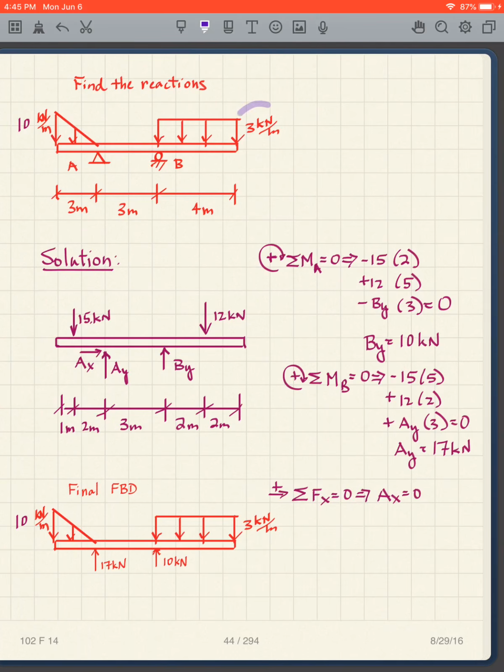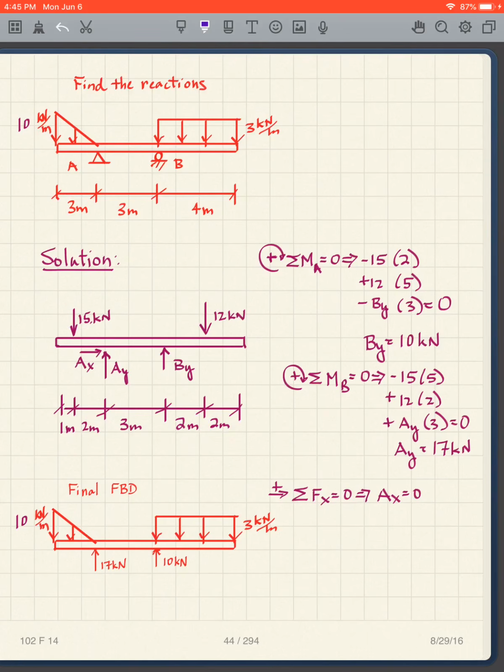So what do I have? I got 3 times 4, that's 12. Where does it go? In the middle of that. So that means that it's 2 meters from the left end and 2 meters from the right end. And then this is 1/2 the base times the height. So the base is 3, the height is 10, and we end up with 15 kilonewtons, because 3 times 10 divided by 2 is 15.